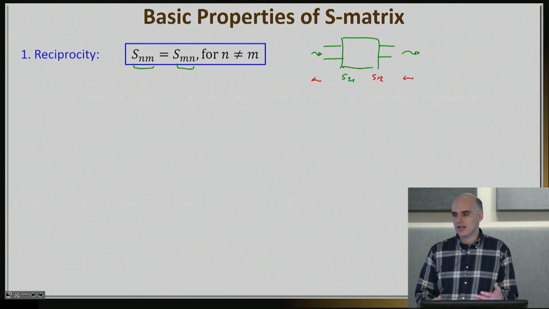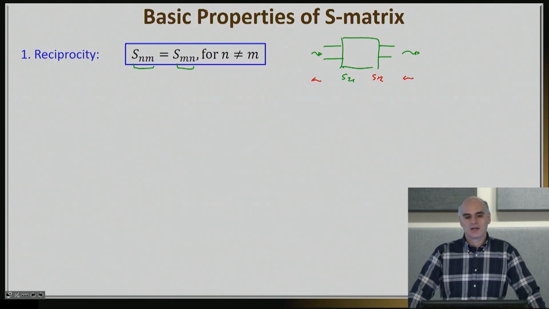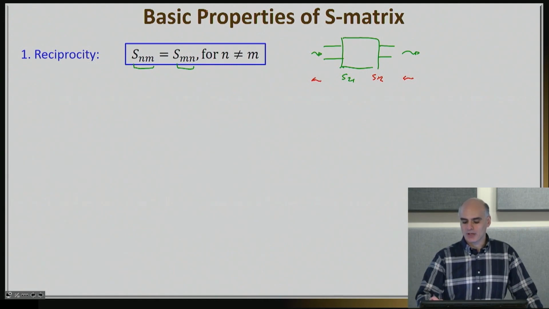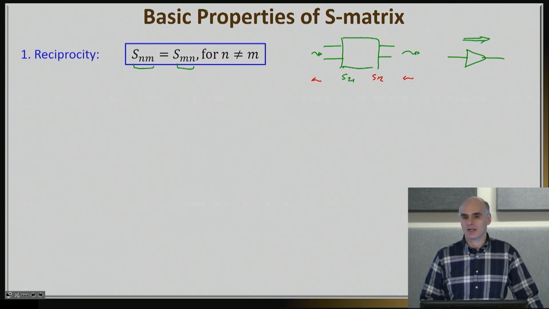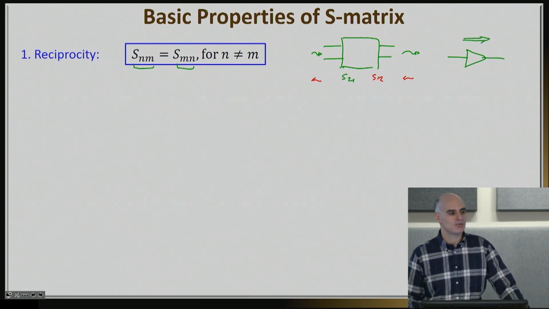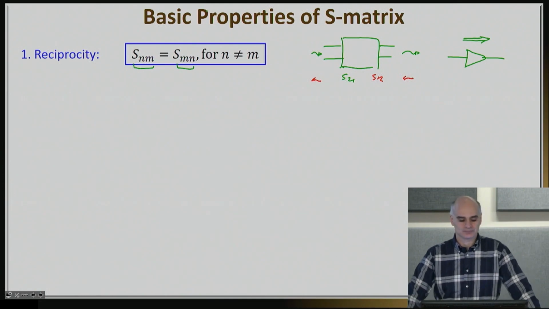That's a classic case in all passive networks, but it does not happen, for example, when you have an amplifier. Because if I do have an amplifier, the power is amplified this way and not the other way around. So in a typical amplifier, S21 won't be equal to S12.